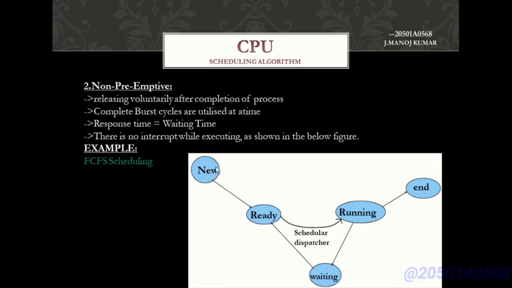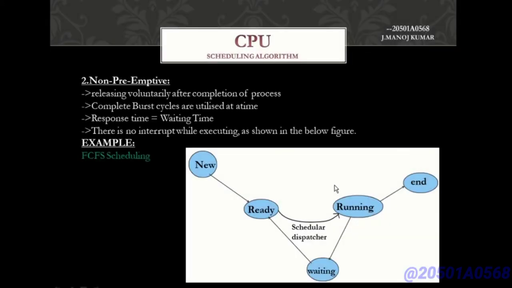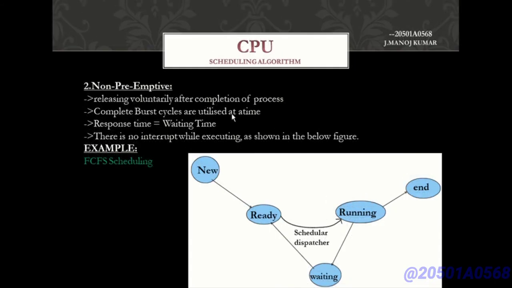In non-preemptive, the process starts from new and is admitted into the ready state, and at a certain time it goes to the running state, that is for execution, and it is released voluntarily after completion of the process. Then there is no interruption, that is, no coming back to the ready state. It directly goes to the exit state. There is no interruption. The example for this non-preemptive algorithm is the first come first serve scheduling algorithm. Let us see first come first serve.